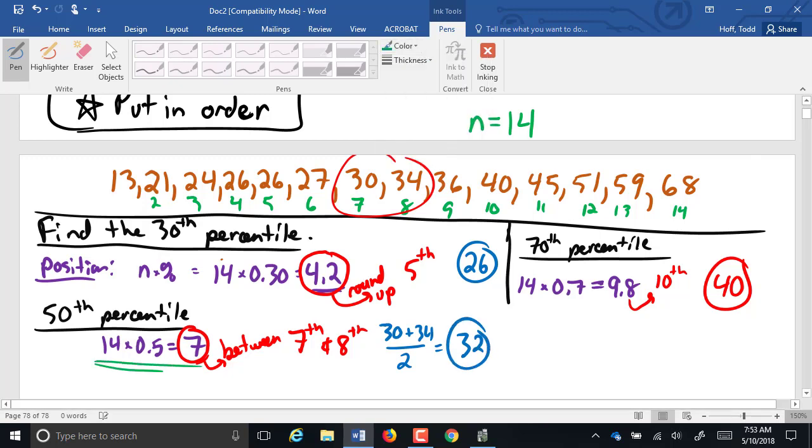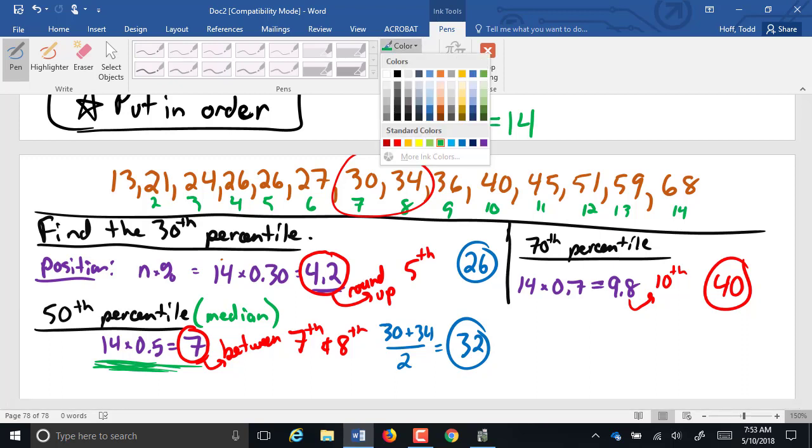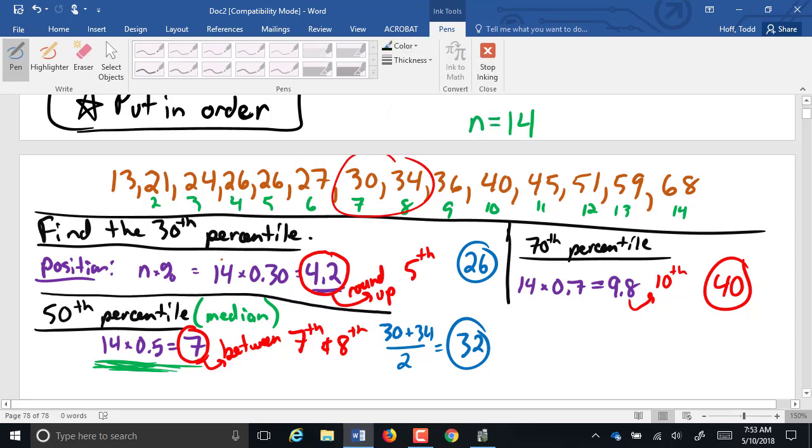Side note, we took n times 0.5. When else have we seen that? Yeah, the 50th percentile is just the median. 50th percentile and the median are the same thing. Because it has to be bigger than half the data. If we just took the 7th number, that'd be the 30. It's only bigger than 6 of them and smaller than 7 of them.